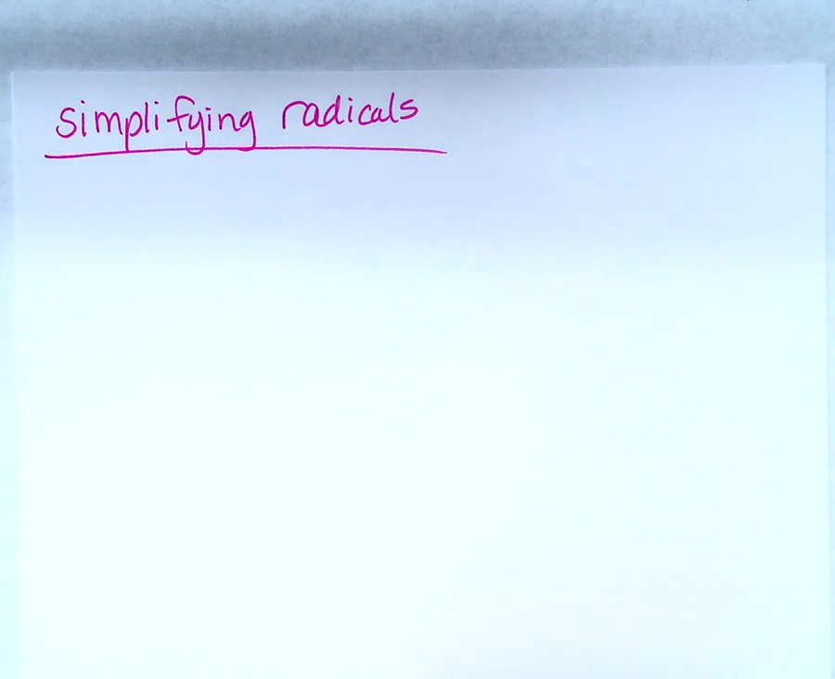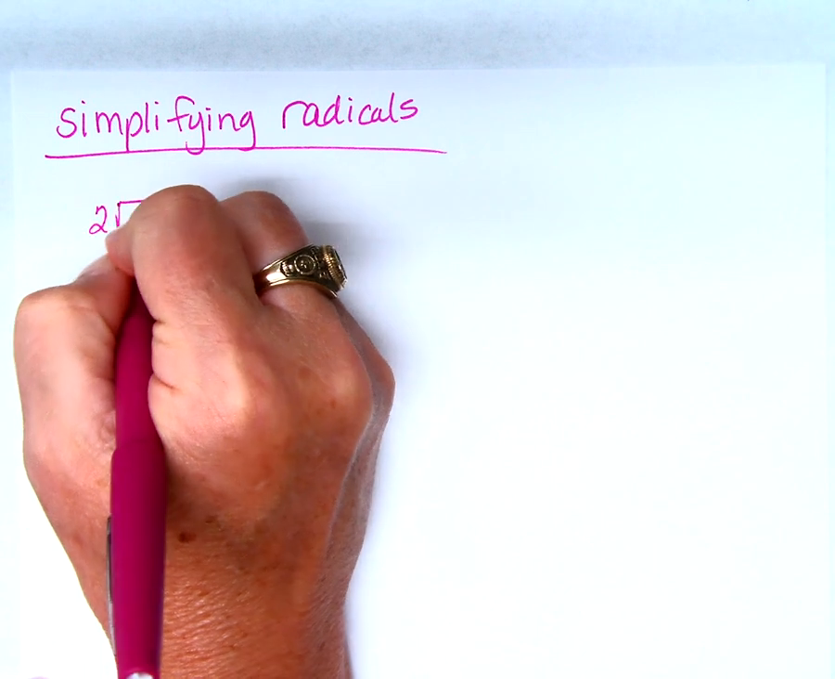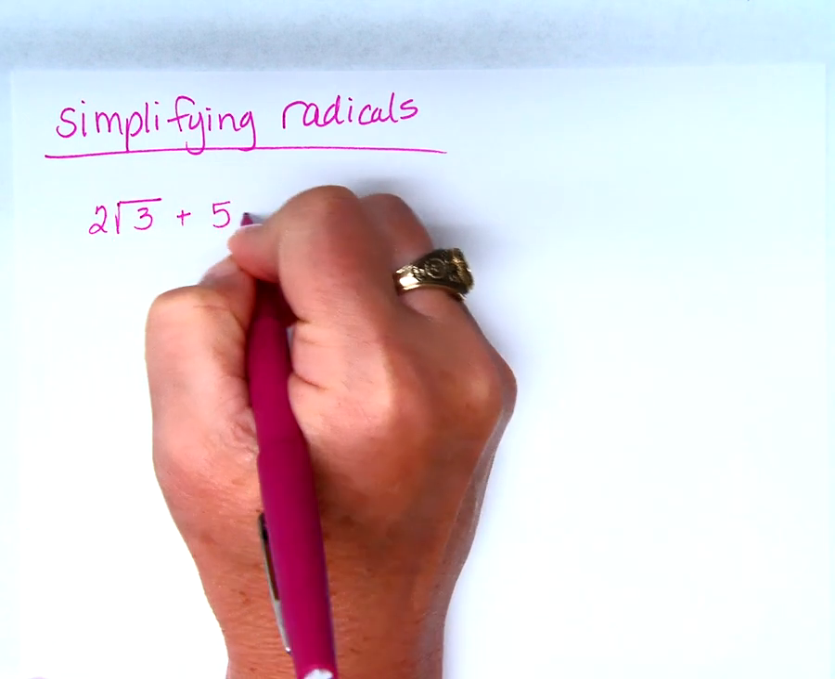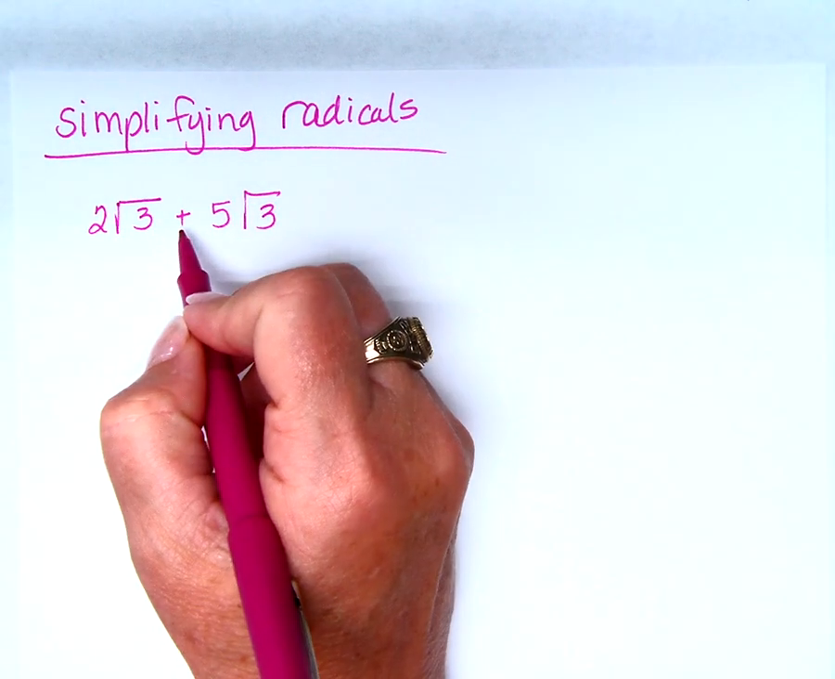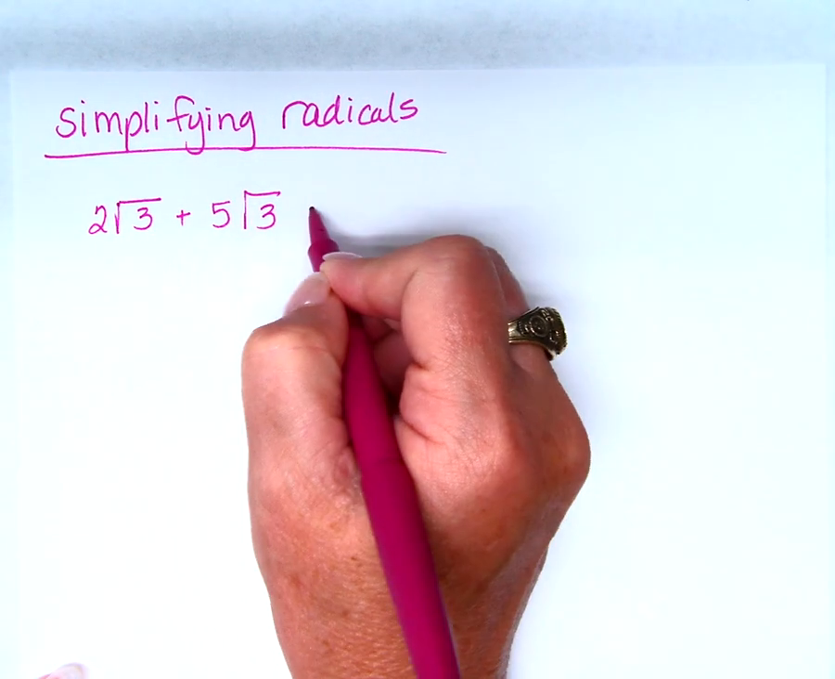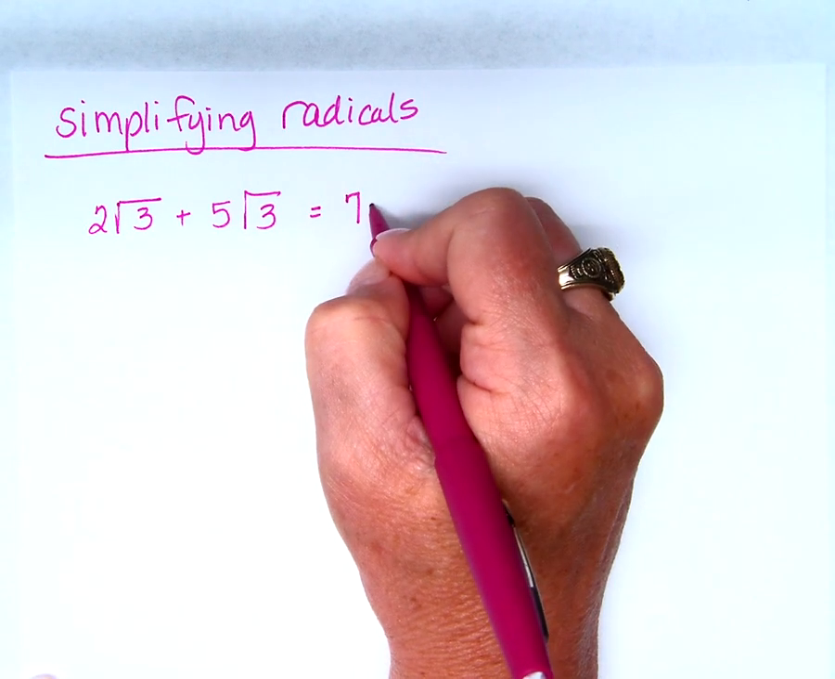Today we're going to be talking about simplifying radicals, okay? So if we have an example like this, 2 square roots of 3 plus 5 square roots of 3, what do you think we're going to do with those? Add them, okay? Yeah, that's exactly what I want you to do because it says that, right? How are we going to add them? Outside numbers add and the inside number stays the same.